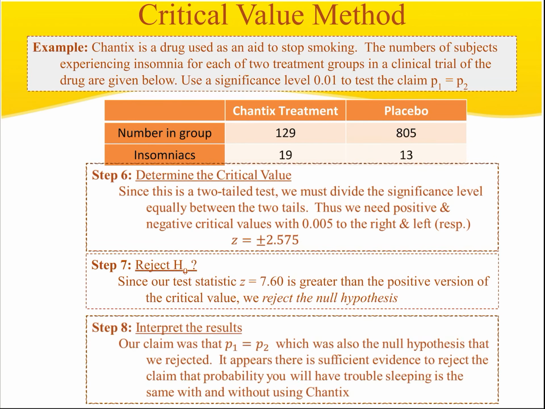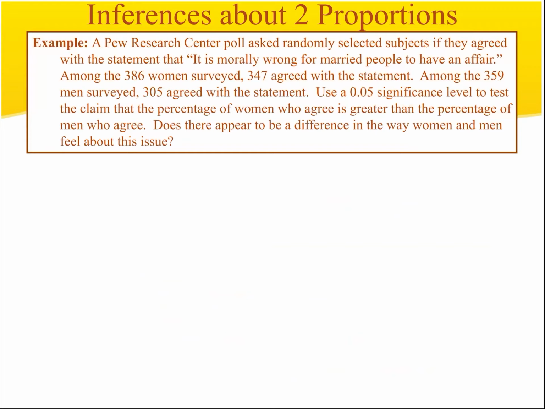Okay, so remember, the null hypothesis was the claim that the proportions are equal to each other. If we reject it, then we don't have enough evidence to support the claim. We have enough evidence to reject the claim that the probability you will have trouble sleeping is the same with and without using Chantix.